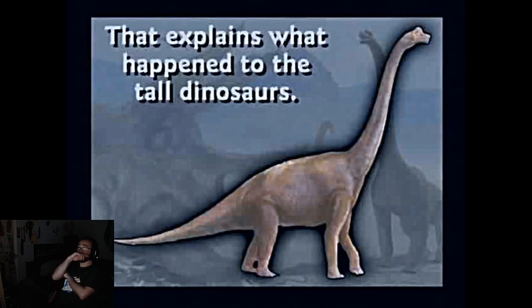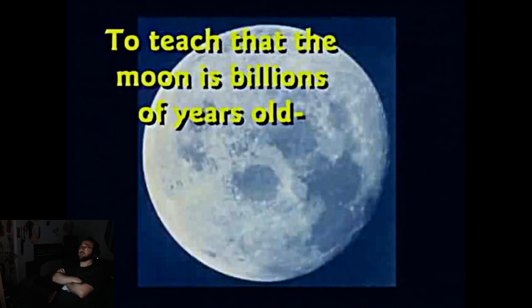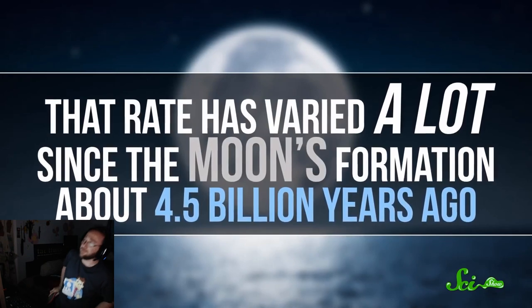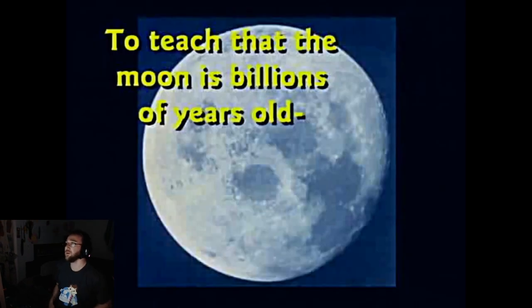So, to teach us, the Earth, the Moon is billions of years old while it's constantly moving away, and nobody knows of any factors that would reverse that situation. That rate has varied a lot since the Moon's formation about 4.5 billion years ago. That's just stupid, okay? It can't be true.